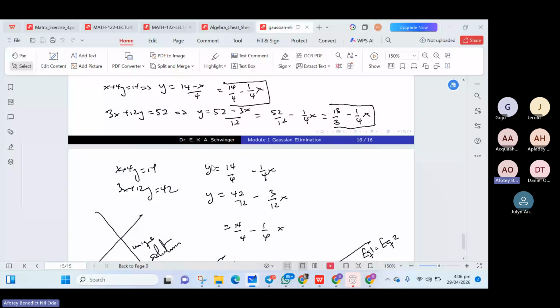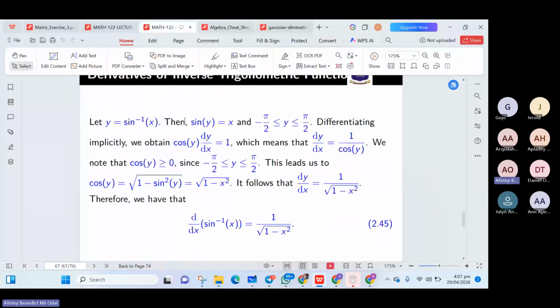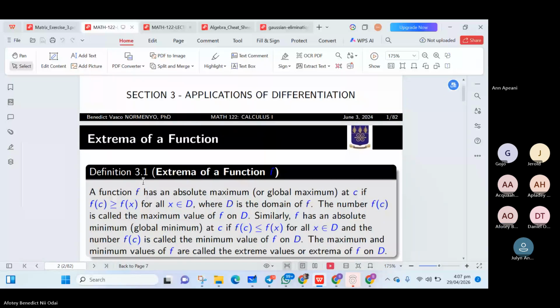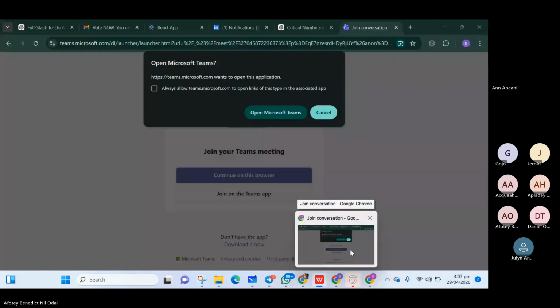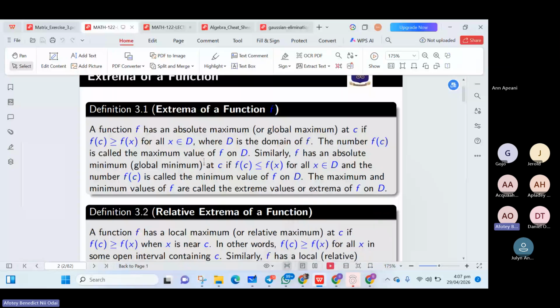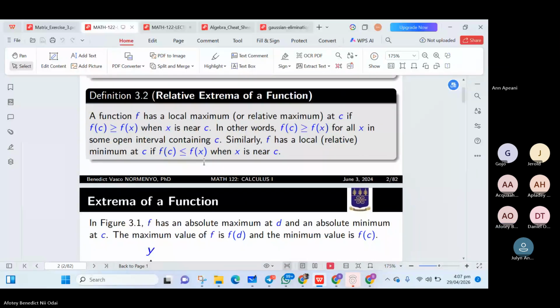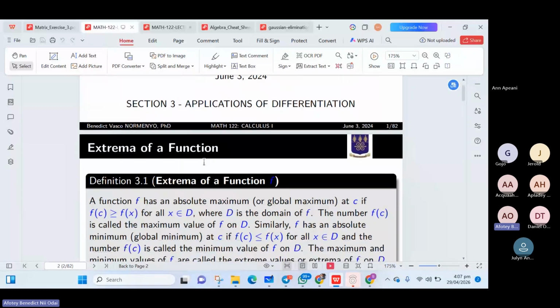So application of differentiation. Now we are going to be looking at a number of theorems, right? A number of theorems, and each of these 3 theorems is examinable.